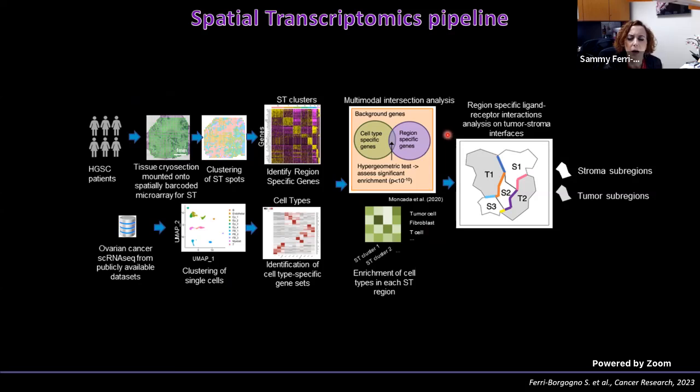Moreover, we performed region-specific ligand receptor interaction analysis only on the tumor stroma interface. So with the multimodal intersection analysis, we were able to segment the tissue into tumor areas and stromal areas. And then we identified those interface areas, and we performed the ligand receptor analysis by identifying either ligand or receptor in the tumor and either the corresponding receptor or ligand in the stroma.